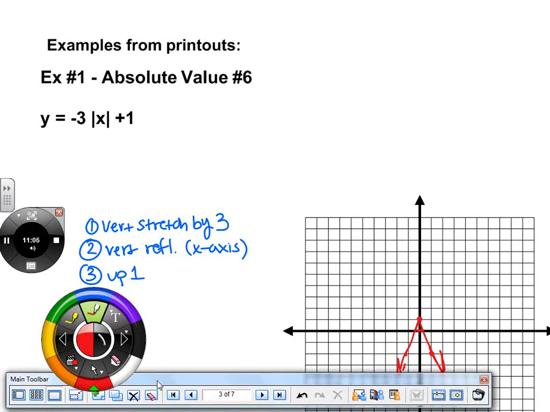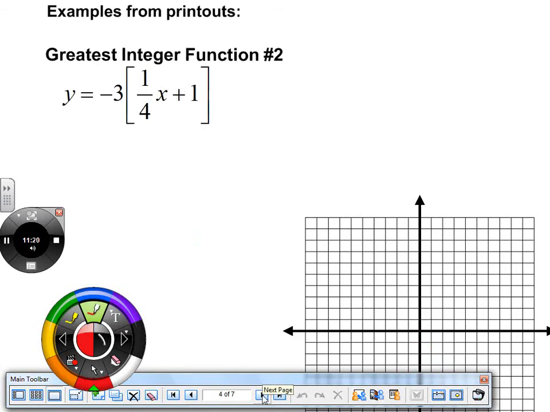Any other questions on the absolute value before we do? All right. So let's look at the greatest integer one. It was a different graph. So use your blue organizer to see what the parent function looks like. We didn't spend as much time on that one, so you are probably not as familiar.